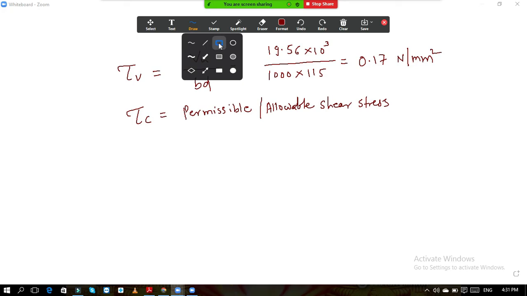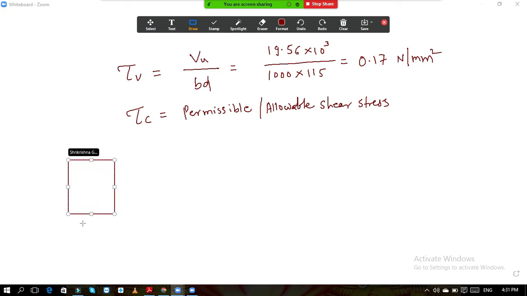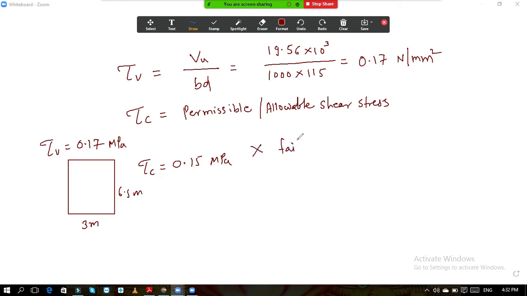Now, by a simple example, let me tell you the difference. This is our slab, 3 meter by 6.5 meter. Suppose the shear stress we have calculated in the slab, tau v, is 0.17 Newton per mm square, that is nothing but MPa. And if our permissible shear stress comes out to be 0.15 MPa, then you cannot design this slab. This slab will fail in shear, or you have to provide special shear reinforcement.